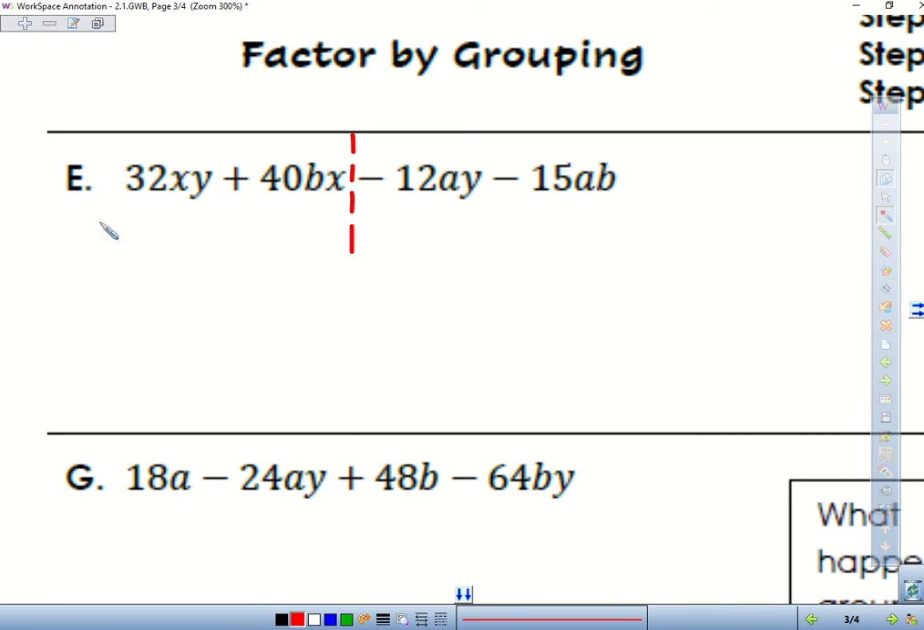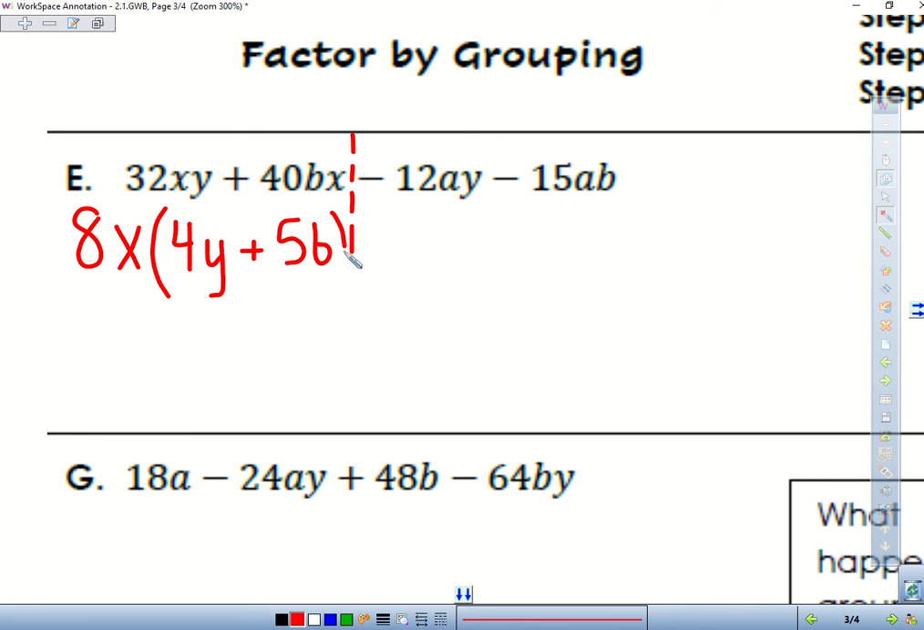3. They're not 32 and 4, what else? 8. 8, good. We can take out an 8, right? And an x. Which leaves me with what? Anyone? What's 32 divided by 8? 4 and 5. Good. So 4y plus 5b.